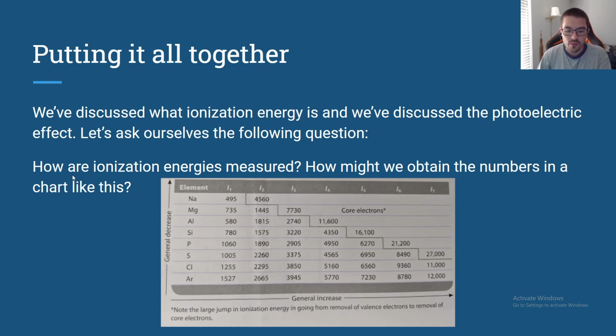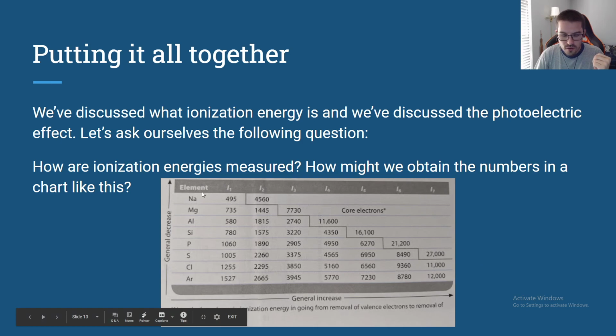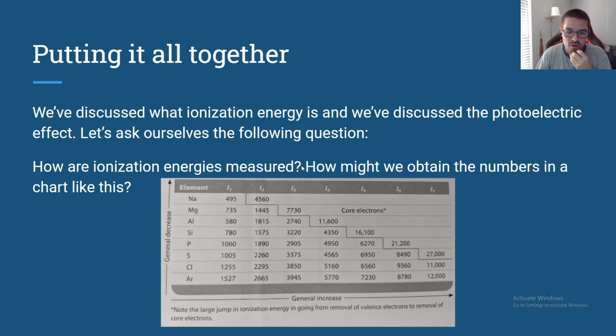Ionization energy, which is the amount of energy required for an electron to be removed from an atom. The question is, how are ionization energies measured? How do scientists obtain numbers like this? This has all of the different ionization energies for all of these different elements. How do we get this? So take a moment to pause the video and see if you can think about how ionization energies might be measured.